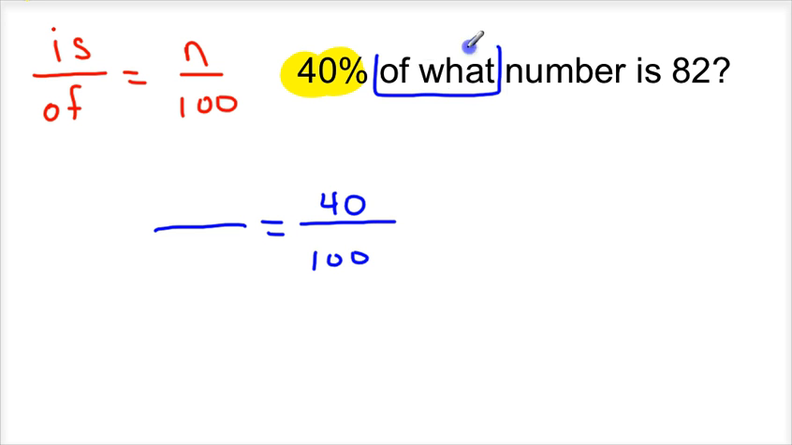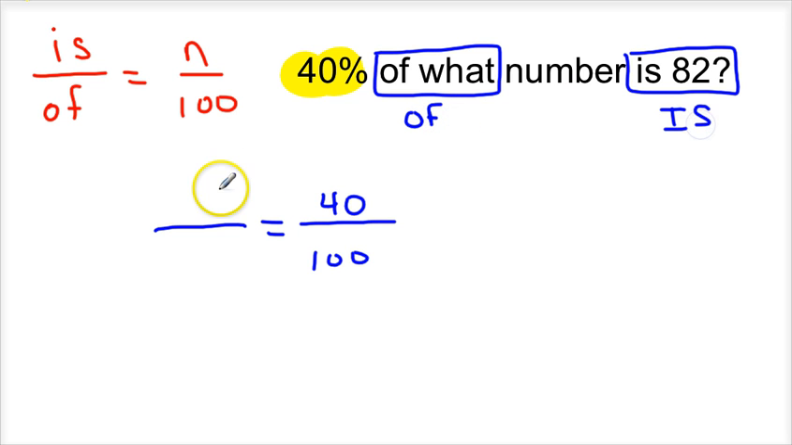40% of what is 82? So the of is the part that's missing. And here's my is, which is the 82. So I'm going to put the is in the numerator. What, that's the part that's missing. So I'm going to say 82 over x. Again, always try to simplify if you can.